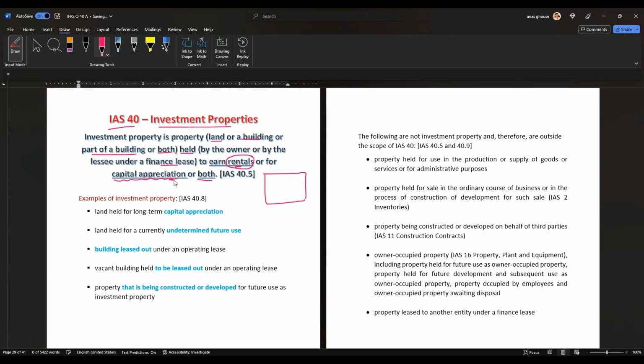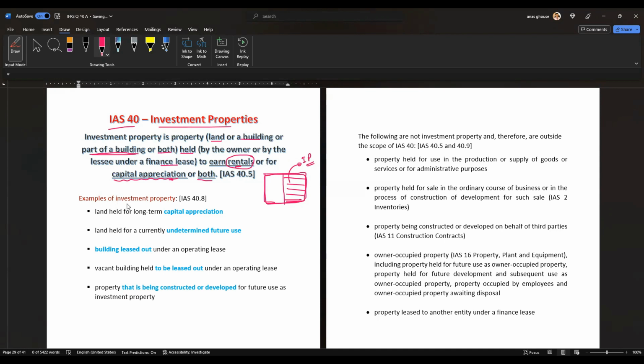So in this case, capital appreciation means you are holding this property with the intention of getting an increased value of the property, okay? So in that case, this property, the plot of land or the building, will be treated as investment property. So it can be the whole property or part of the property, okay? So land or building or part of a building. For example, let's say this is the entire building, and this part is given on rent. Therefore, this part can be treated as investment property. Okay, so this is the meaning of investment property.